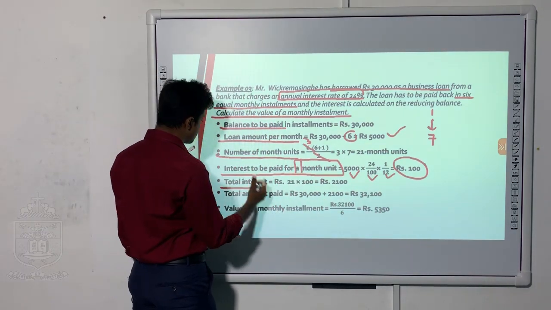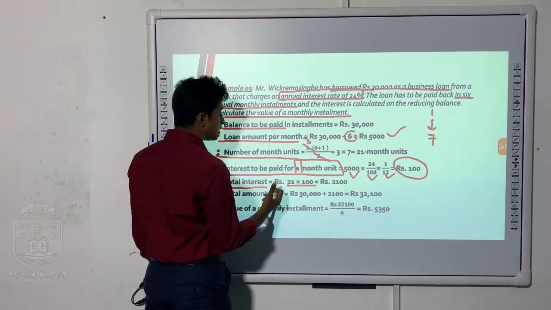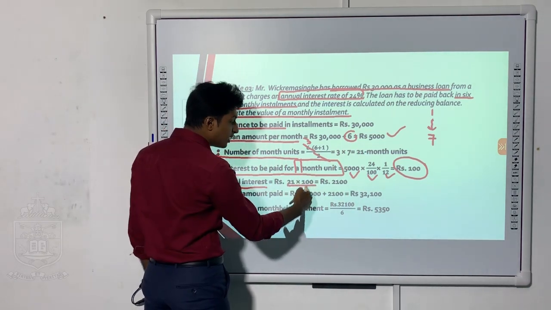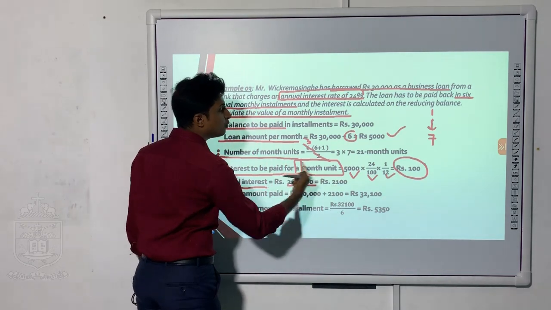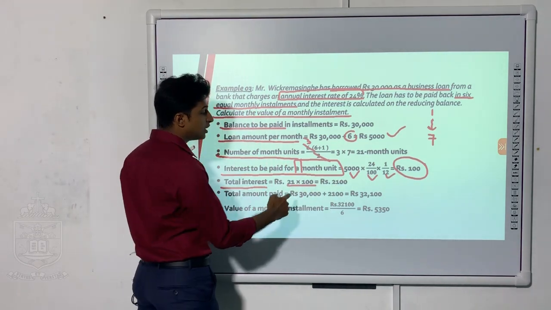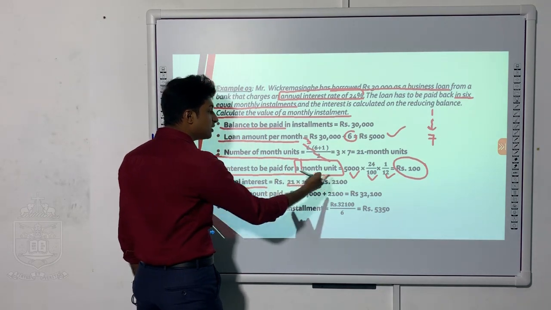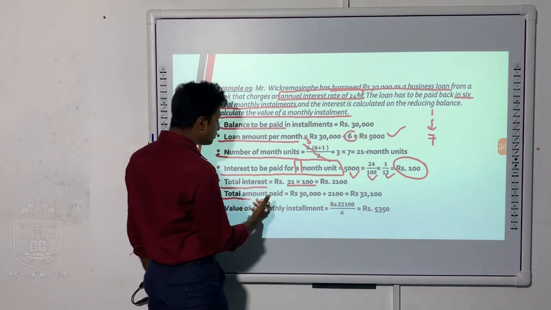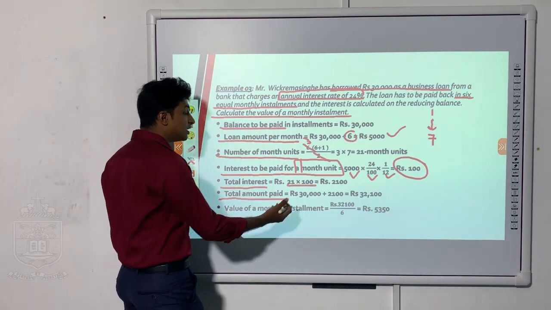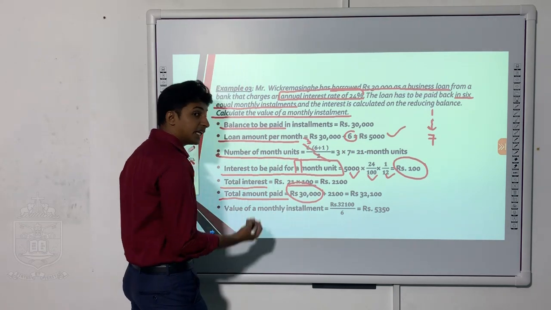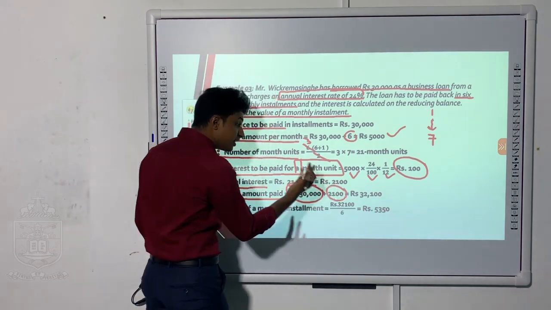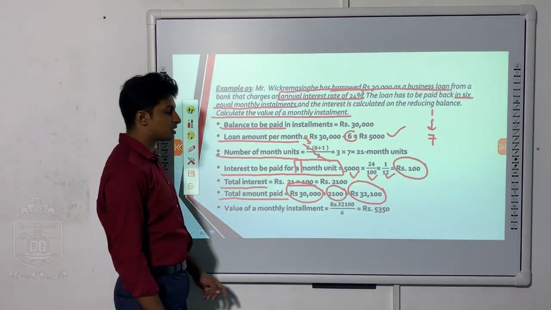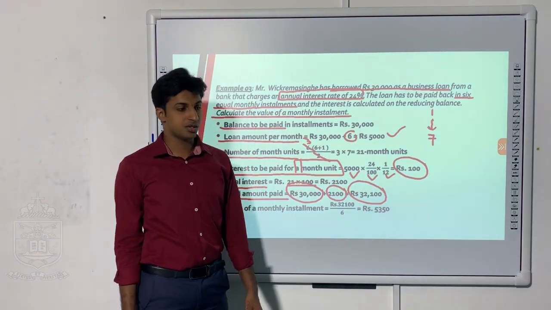Therefore, the total interest is going to be 21 into 100. There are 21 month units. For 1 month unit, you have to pay 100. Therefore, for 21, how much? It is going to be rupees 2,100. And the total amount to be paid: 30,000 was my balance, but an interest of 2,100 is now added. Therefore, the total amount now I have to pay with the interest is 32,100.